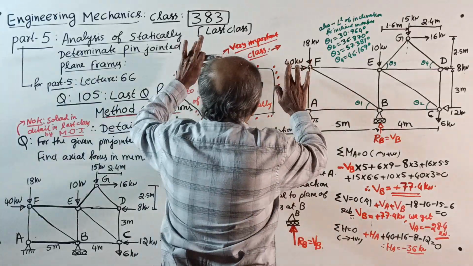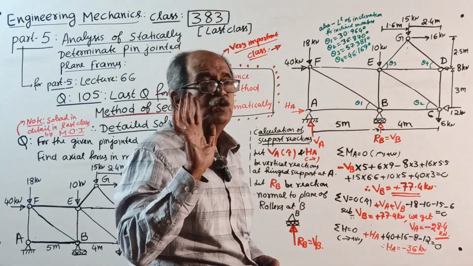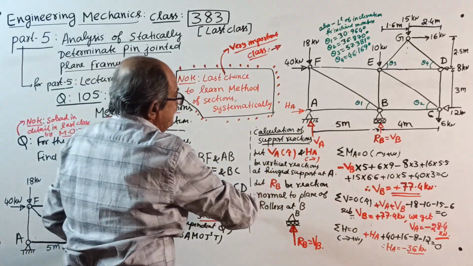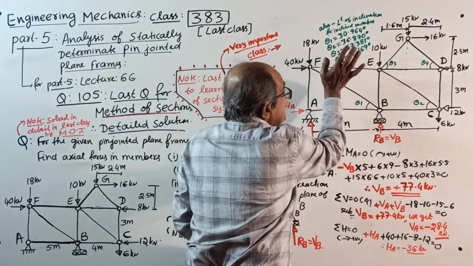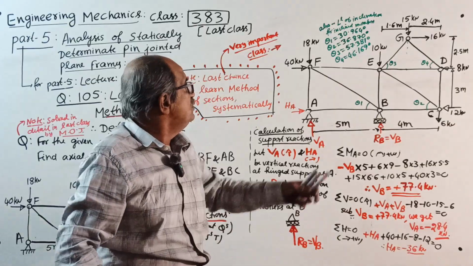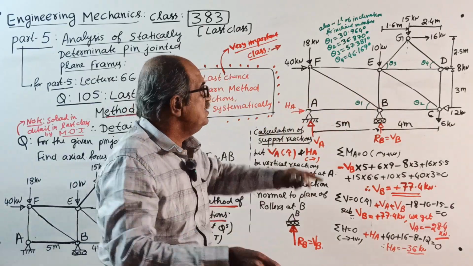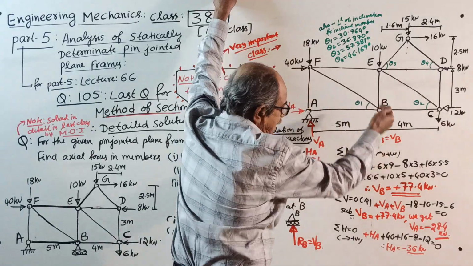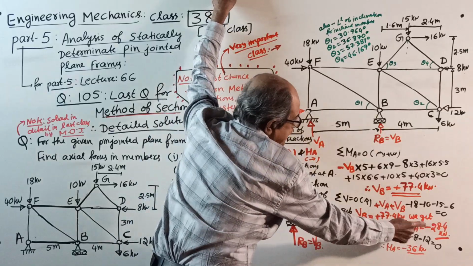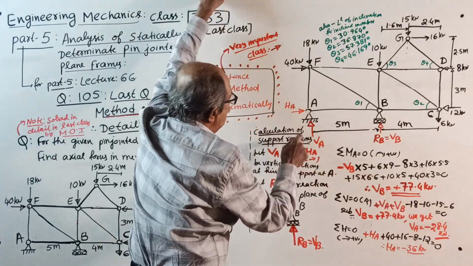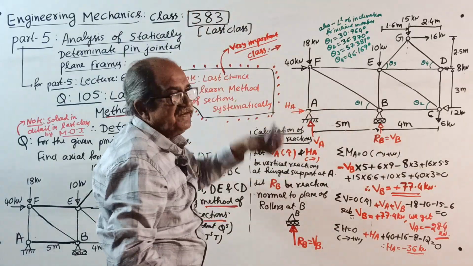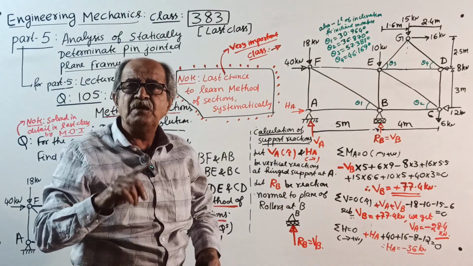Okay, now it is ready. Now I am removing everything on this side, even this. This sketch I am not removing, because in method of joint you write one more sketch where you enter VB upward 77.4; VA you took up, negative came, so down 28.4; HA you took right side, negative came, so left side 36. That you mark in method of joint.